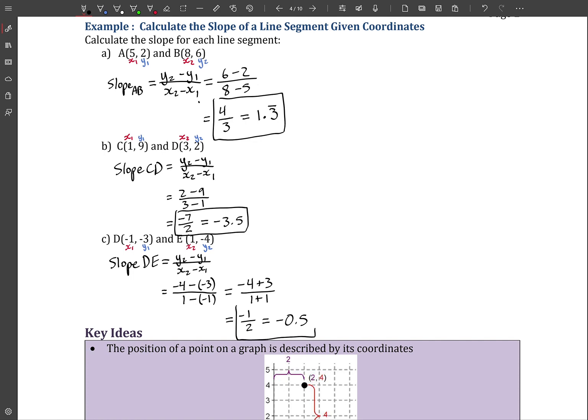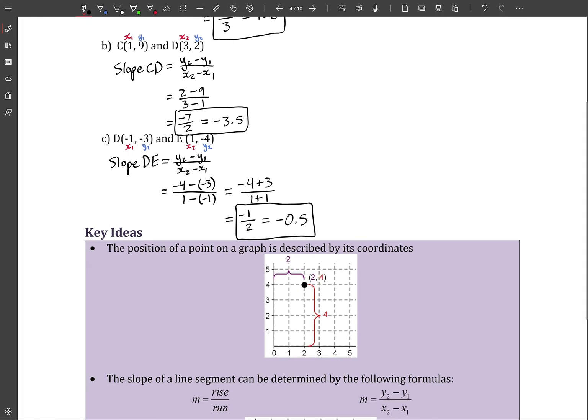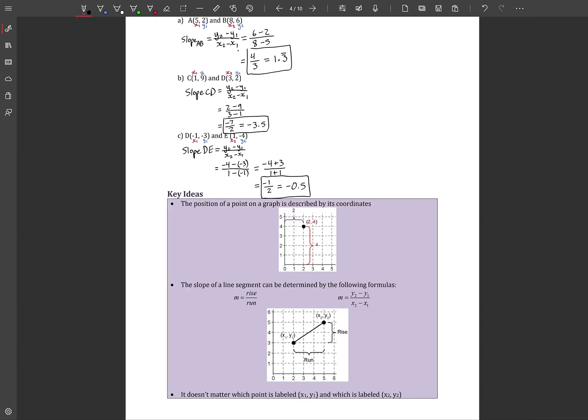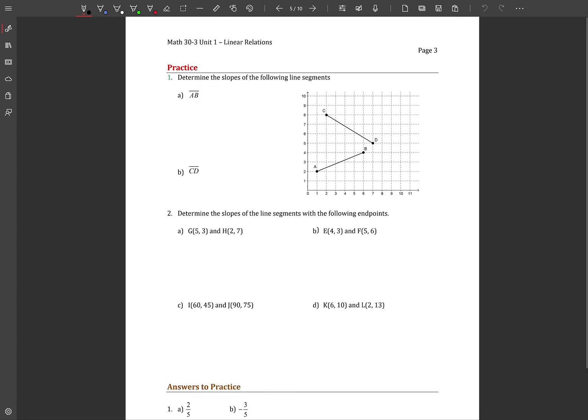And that's it. That's all for this lesson. So just make sure you know how to plot points and you know how to calculate slope, just a review of previous year. Then all that's left for you to do is to do the practice. That's it. 2 questions.